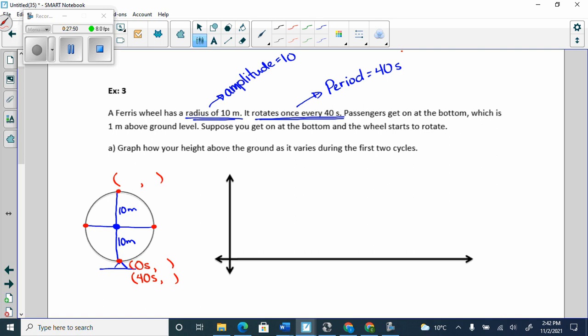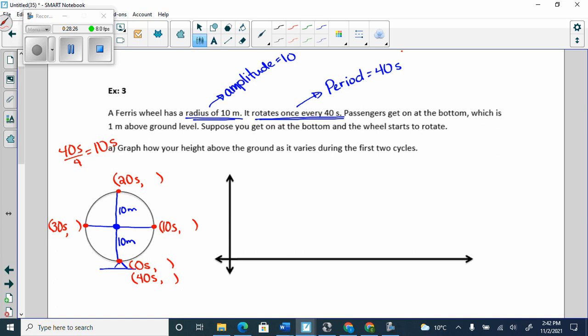Up top? 20 seconds. So if I want to actually find all the times, what did I just divide the period by last time? Do you remember? 4. So if I go 40 seconds divided by 4, each of these spots where they stop is going to be 10 seconds, correct? So I'm going to hit the midline. This is the midline, remember? The center of your circle is just the midline. I'm going to hit that at 10 seconds. Then I'm going to hit the top at 20 seconds. Then I'm going to hit the midline again at 30 seconds. And then I'm going to hit the bottom at 40 seconds. Do we agree? 0, 10, 20, 30, 40.